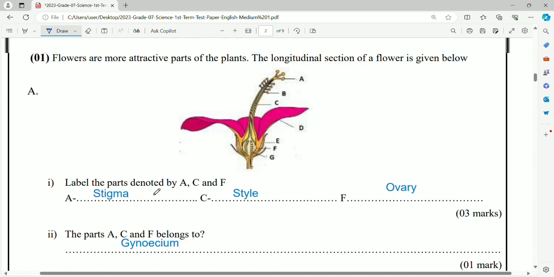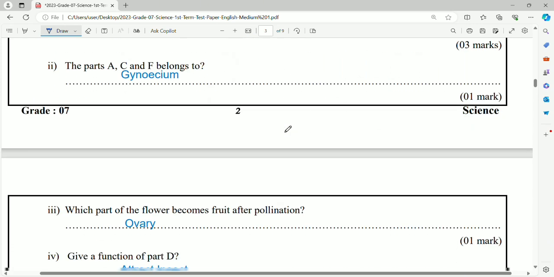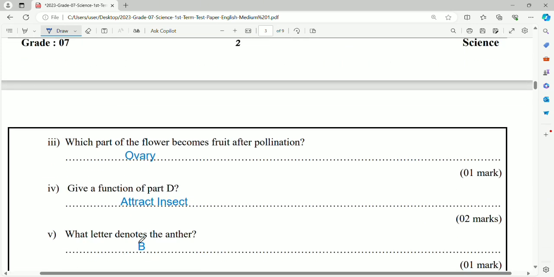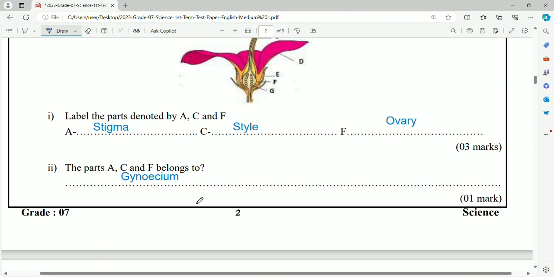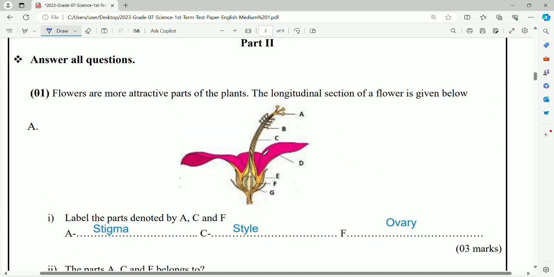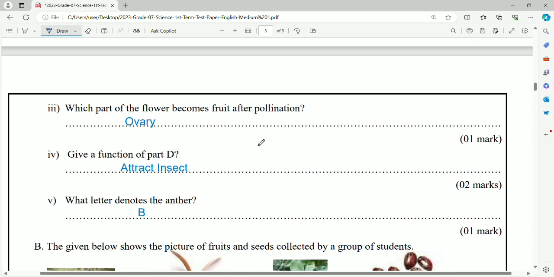Give the function of part D. This is the petals. What is the function of the petals? The function of the petal is to attract insects for pollination. And which letter denotes the anther? Anther and filament are the male part of the flower. This is B. B is the male part of the flower, that is the anther. So it is denoted by B.